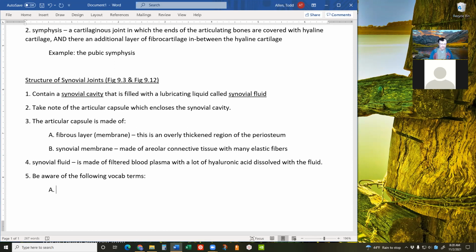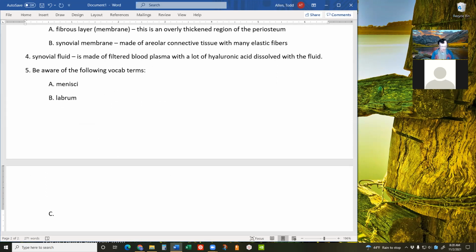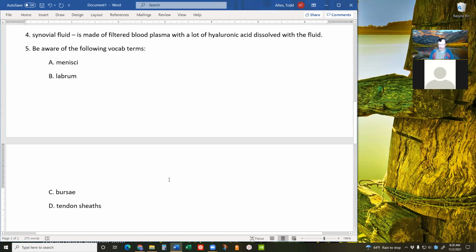Those terms would be menisci, labrum, bursae, and tendon sheaths. Okay, so 4 terms here I'm going to ask you to define during your own private study time. Other than those terms, folks, I am not going to be asking you additional anatomy from this chapter. It's just not going to happen, okay? Do you have any questions right now?